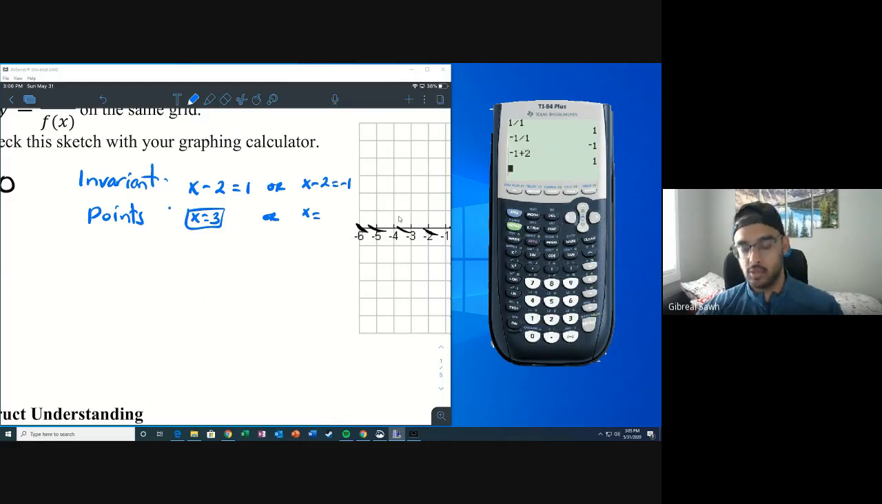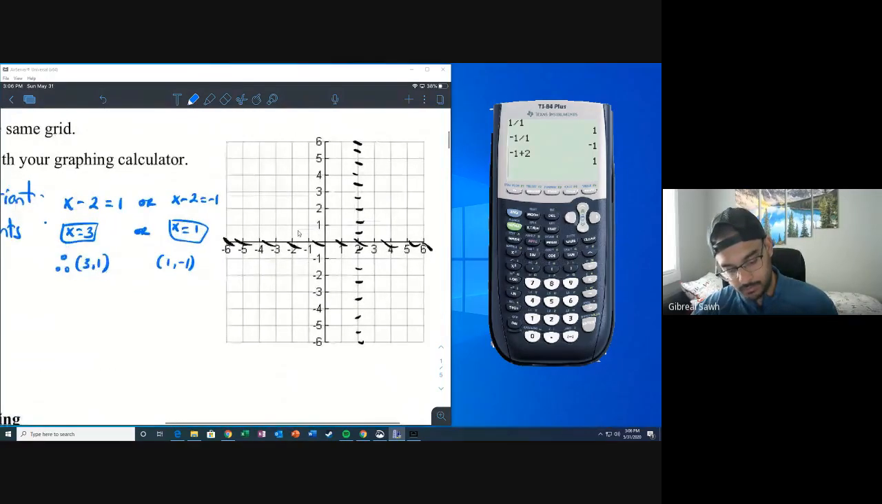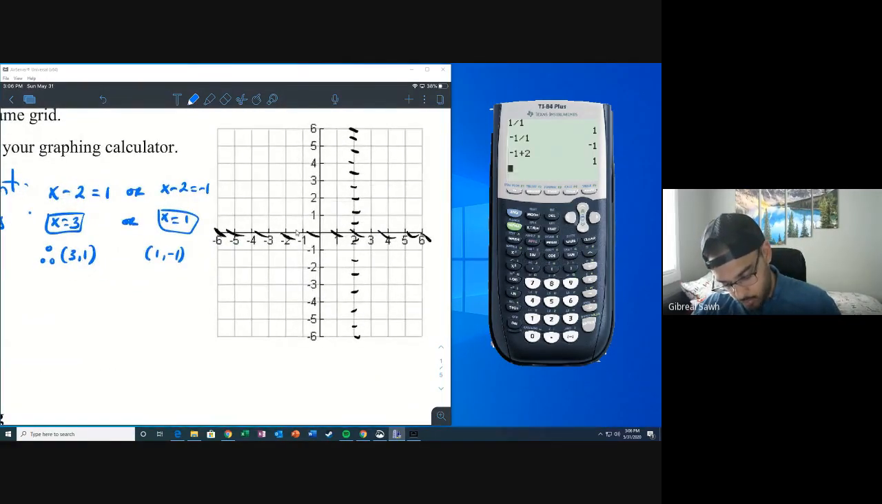Because the negatives are so important here, it's not a bad idea to always double check. So I could have 2 potential x's. One of my points is going to be (3, 1). The other one is (1, -1). So I can go graph those on here. (3, 1) is roughly here, and (1, -1) down here.